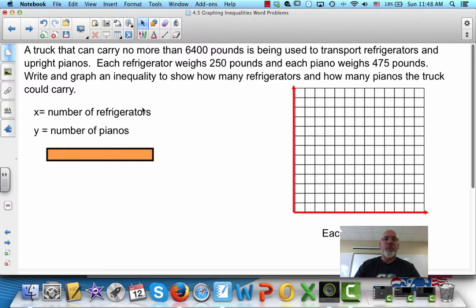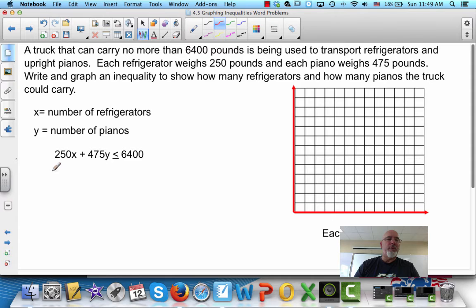Since each refrigerator weighs 250 pounds, that will be 250x. And since each piano weighs 475 pounds, that's going to be 475y. It says it can carry no more than 6,400 pounds, so that means it has to be less than or equal to 6,400. So now you've just got to get it in slope-intercept form. So you go minus 250x, minus 250x.